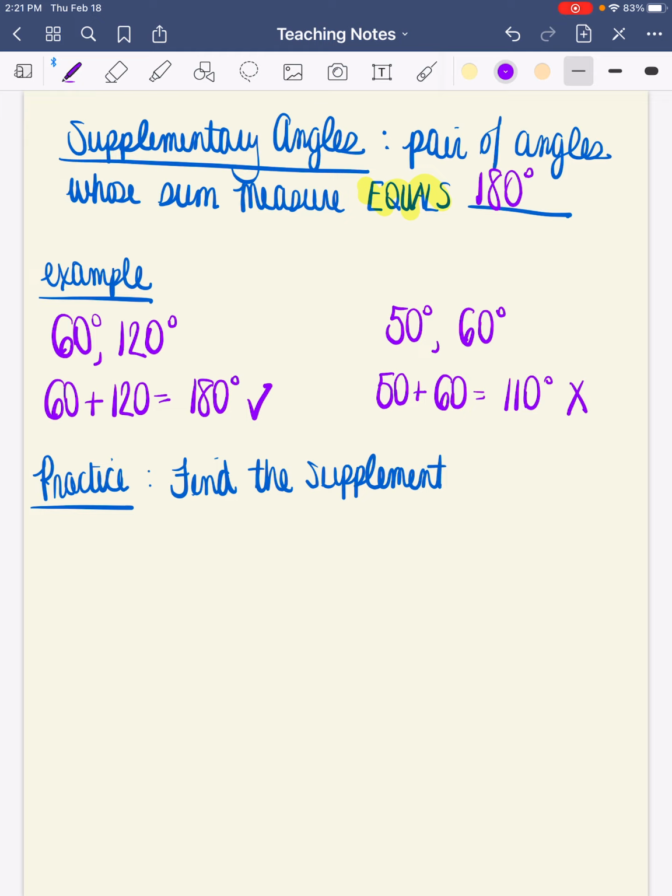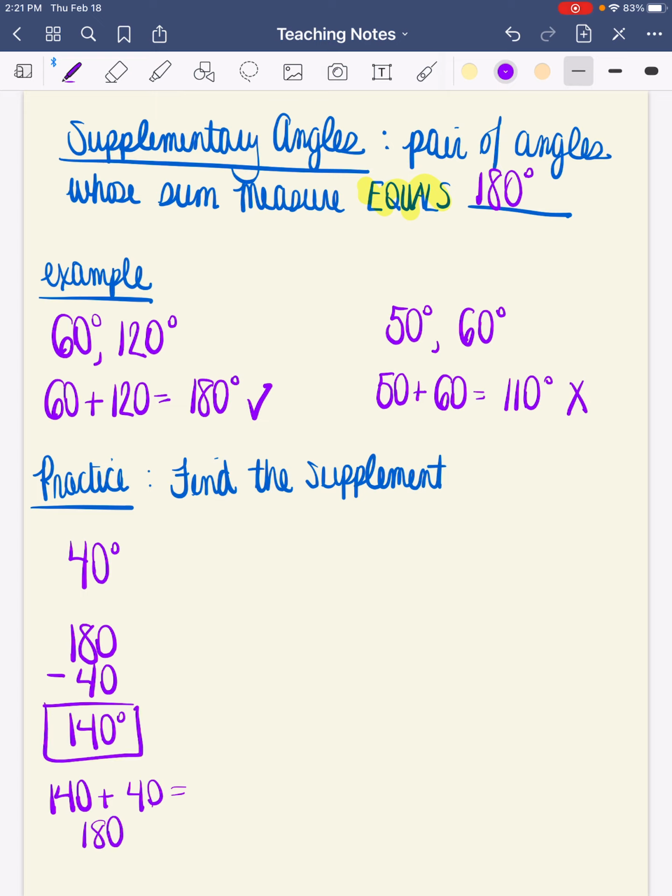So if I asked you again to find the supplement of some angles, if I told you the first was 40 degrees, you're going to do the same thing we just did on the other one, where this time we're working with a total of 180 degrees. So 180 minus 40 is going to give me 140 degrees. So the supplement to 40 degrees is 140 degrees. I can check that again by adding those two together and making sure my total is 180 degrees.